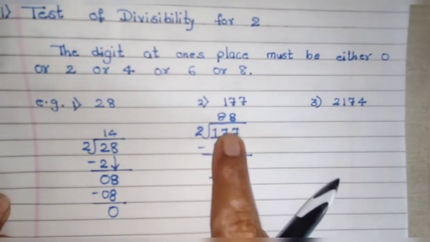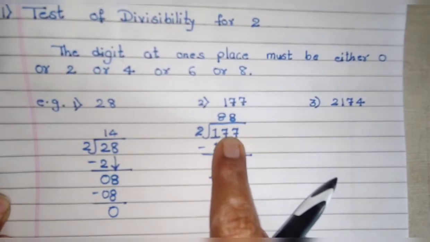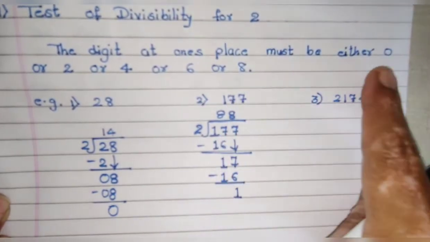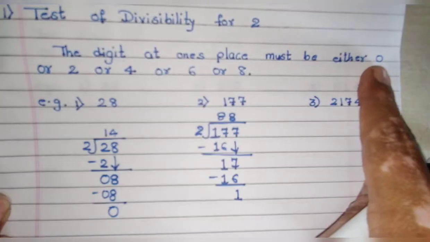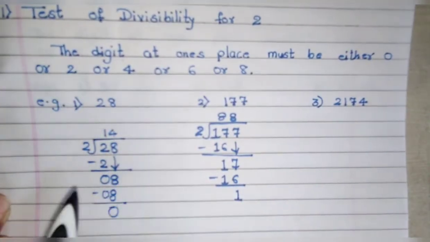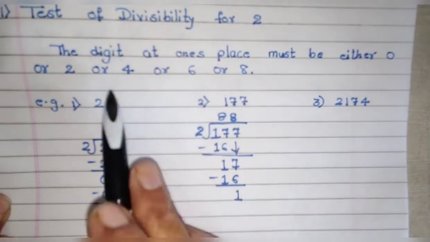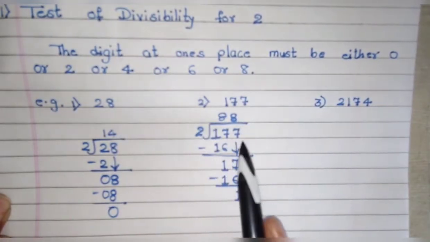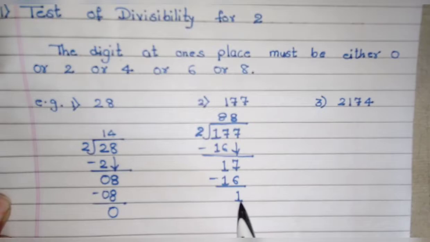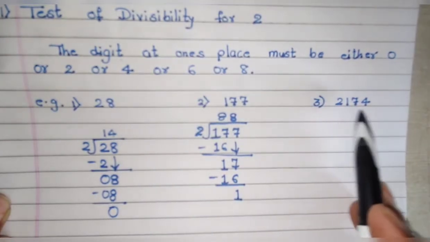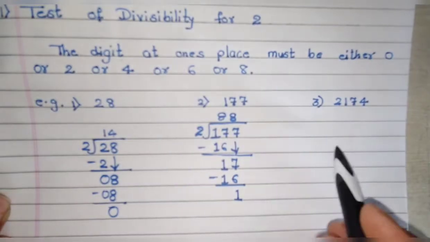For the number to be completely divisible by 2, the last digit, that is the digit at one's place, must be either 0, 2, 4, 6 or 8. As you can see, this was not from the given digits. So, the division was not complete. 1 is in the remainder. I hope students you understood. Now, let us move on to the next question.